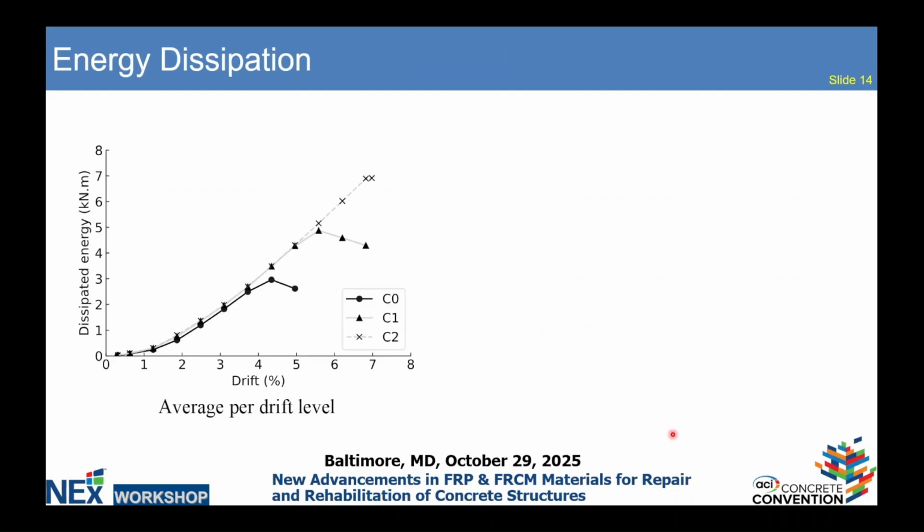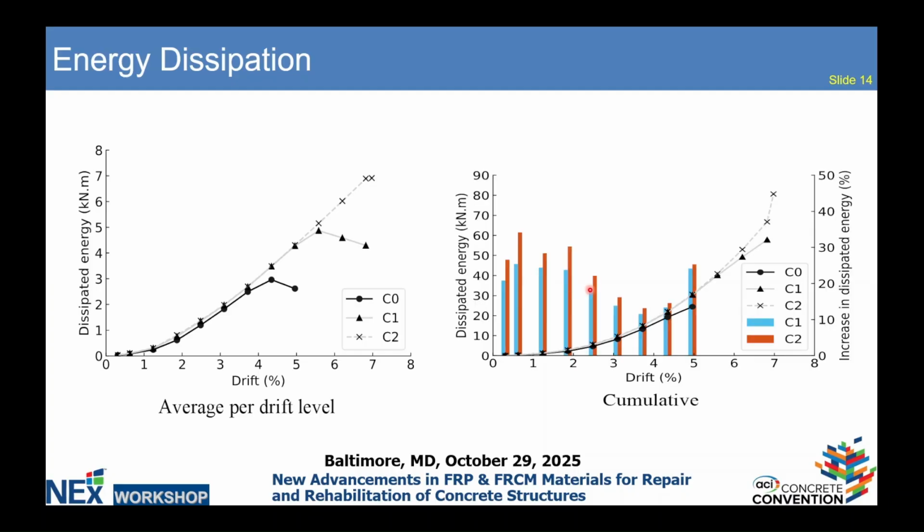Moving on to the energy dissipation, this graph here shows the average energy dissipation per cycle or per drift level. This one to the right shows the cumulative energy dissipation. The bars here are the comparison in relevance to the control. We would see that we had increased energy dissipation between 10 to maybe around 30%. And of course, the more FRCM layers provided more energy dissipation.